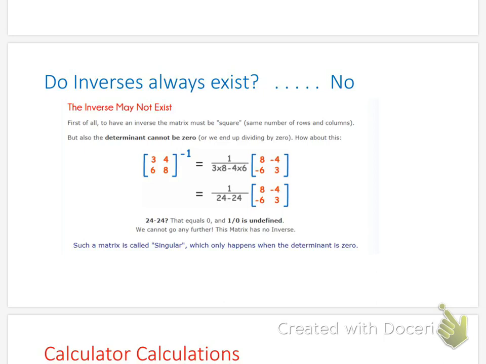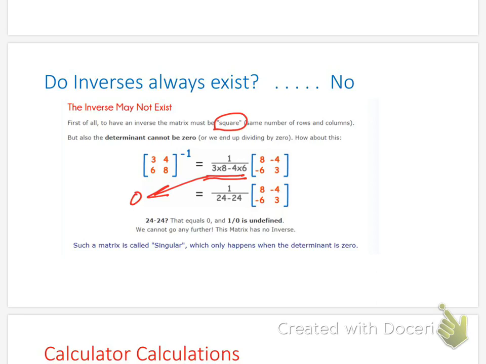Okay, so do inverses always exist? And the answer is no. An inverse may not exist for a couple of reasons. First off, you can only take inverses of square matrices. That means they have to have the same number of rows and columns. So that's one condition. The second condition: since you are dividing by the determinant, if you find that you have a 0 as a determinant, you can never divide by 0. So that eliminates the possibility of an inverse existing in that case.